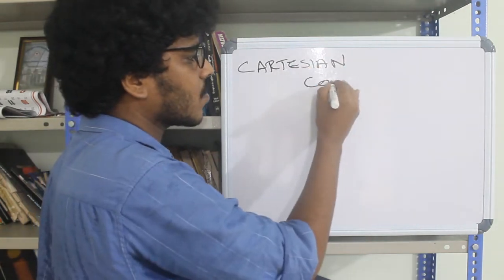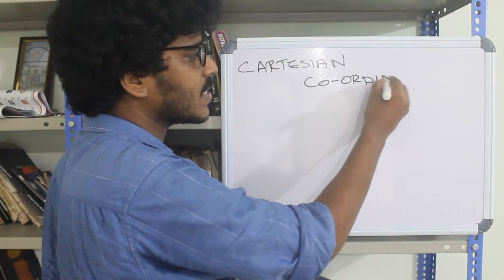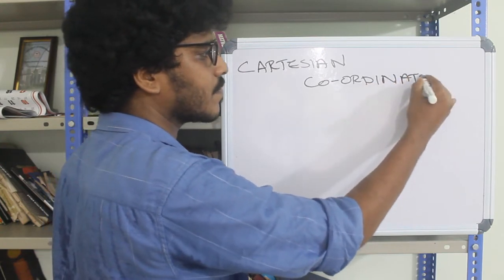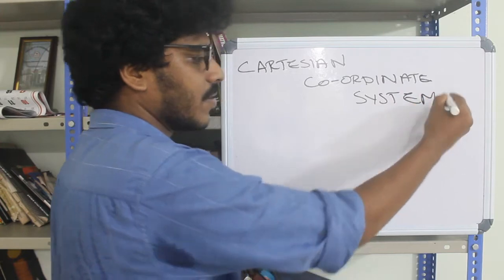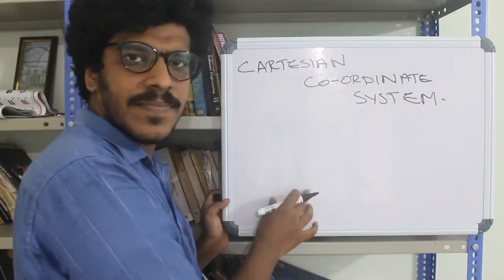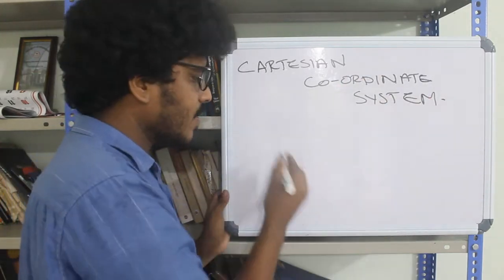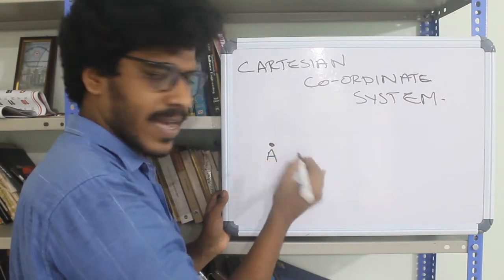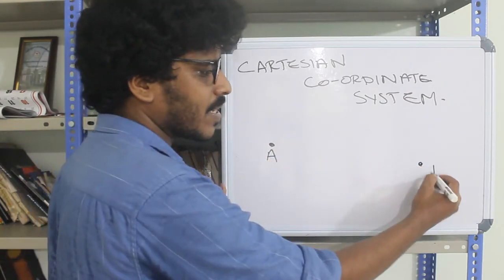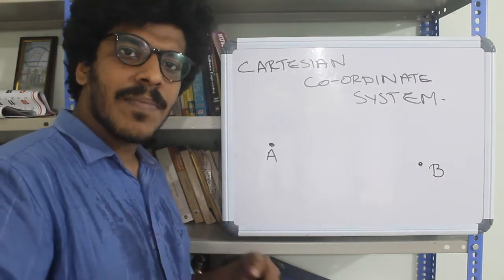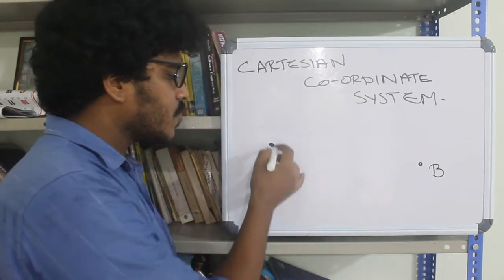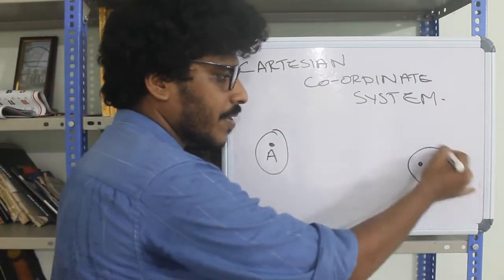Cartesian coordinate system. So what is a coordinate system? See, we have a plane here. I mark this point as A. I mark this point as B. It was my very choice to select these 2 points.